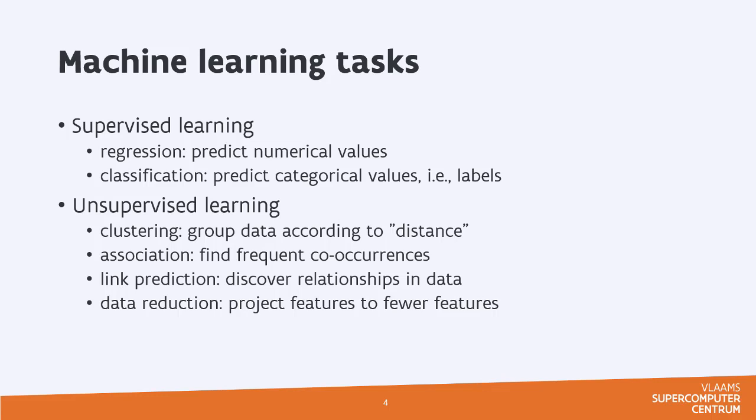Data reduction is also sometimes classified as unsupervised learning, or it may also be considered a category by itself, depending on who you're talking to. So what you're trying to do in data reduction is project features in a very high dimensional space, 10-dimensional, 20-dimensional, 100-dimensional, to a much lower dimension, 2 or 3. And you might want to do that in order to visualize high-dimensional data, or to try and find the structure in that high-dimensional data.